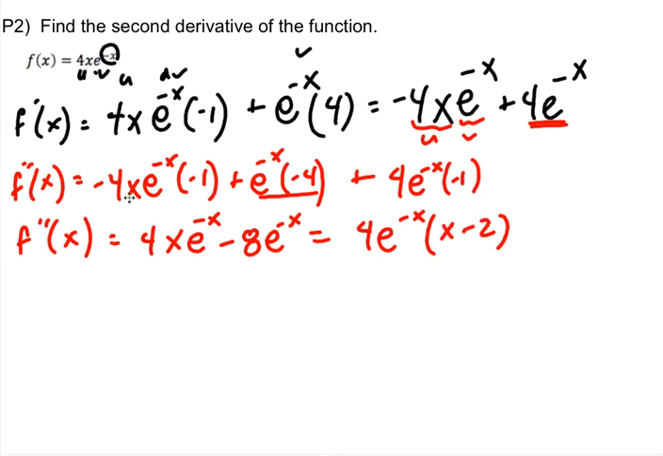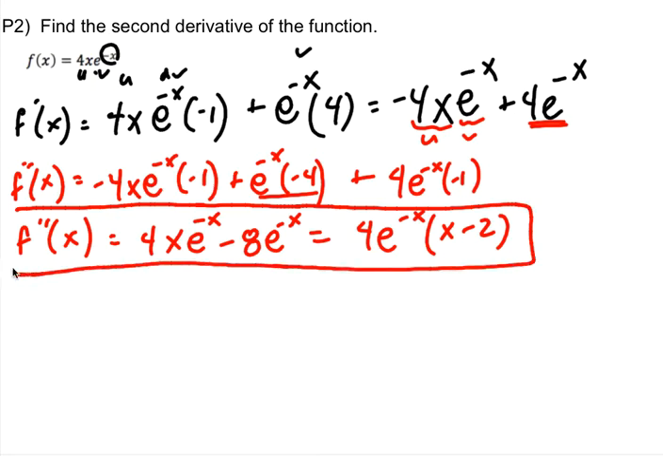The reason you'll often see this factored, so this answer is great, but you'll often see it factored because you're very frequently going to be asked to find when this thing is 0 or positive or negative, and factoring is the easiest way to do that.